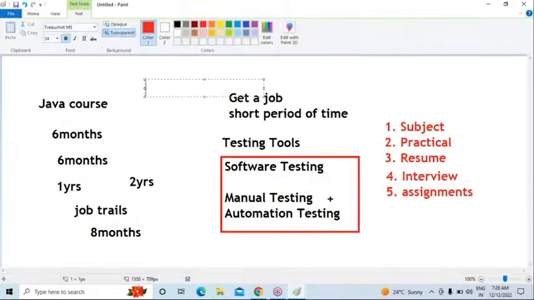See, for learning this course, we need to spend hardly 2 months, and for the practical 1 month. The rest of the time for the job trials, you will get the job. So within a year, no need to wait for 2 years, 3 years like that. That is the reason the people are looking for the software testing tools courses.